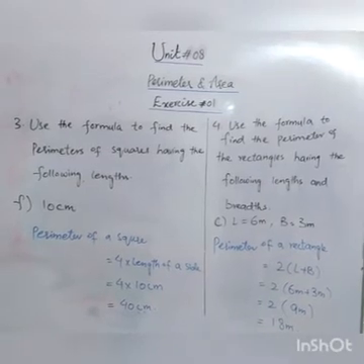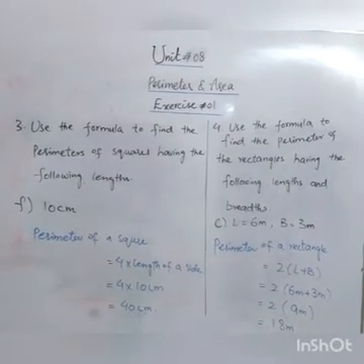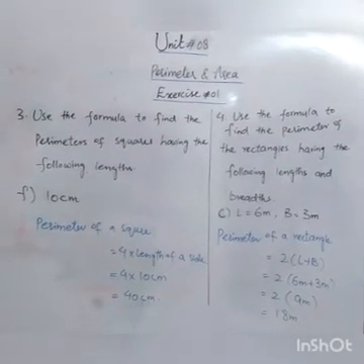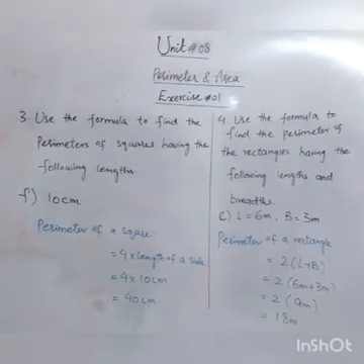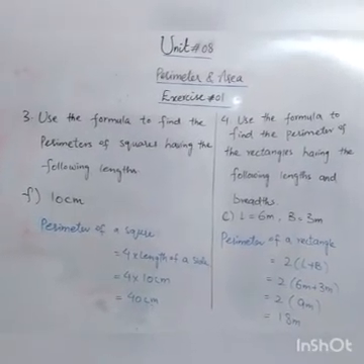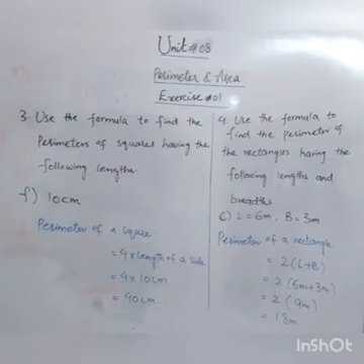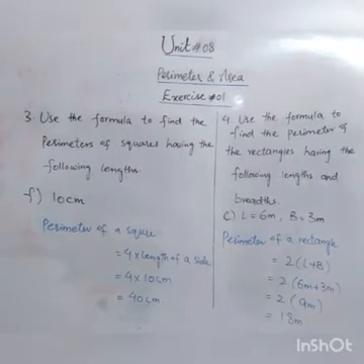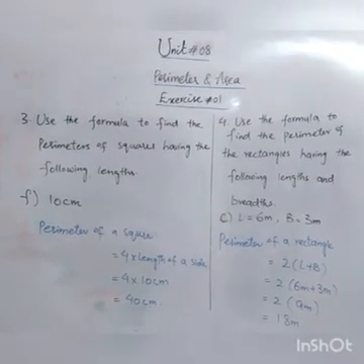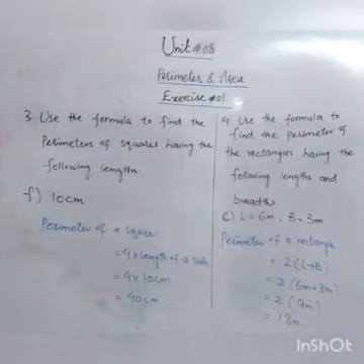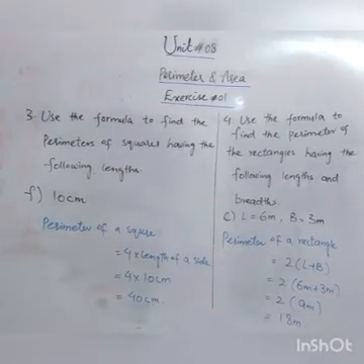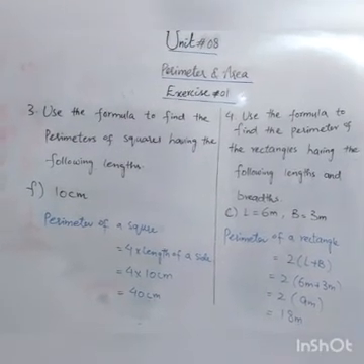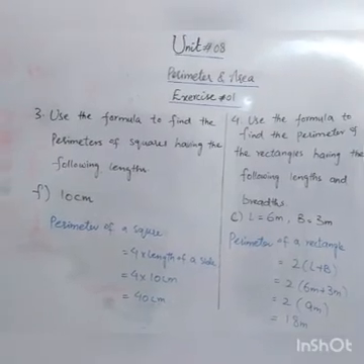6 meter plus 3 meter is equal to 9 meter. Now we will multiply 9 meter with 2. So 2 9s are 18 meter. So the perimeter of the rectangle is equal to 18 meter, where the length and the breadth are given as 6 meter and 3 meter.